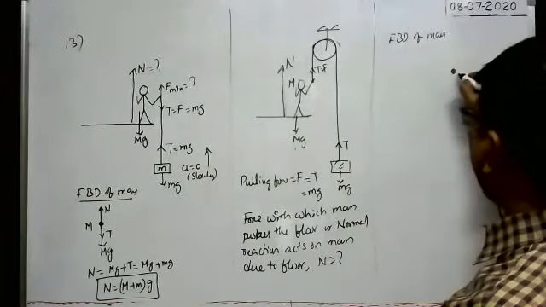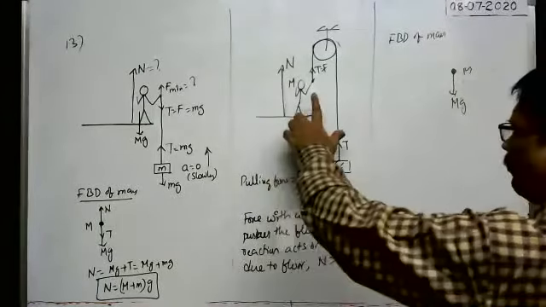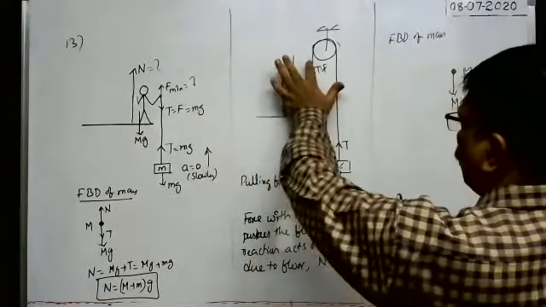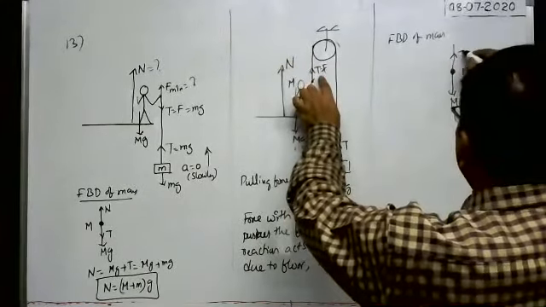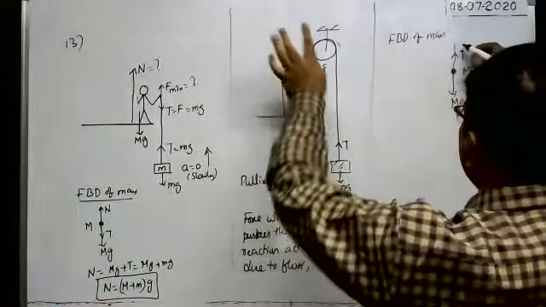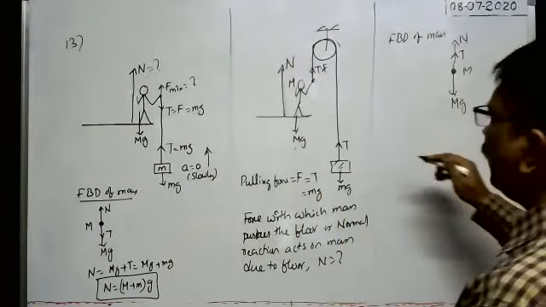Here, mass of the man is capital M. So weight Mg acts vertically downwards. That is one force. Next, the rope pulls the man upwards with a tension equal to T. So tension T acts in upward direction. The normal reaction acts on the man in upward direction. Here, as the man is standing on the floor, he is at rest. That's why N plus T is equal to Mg, or N is equal to Mg minus T.